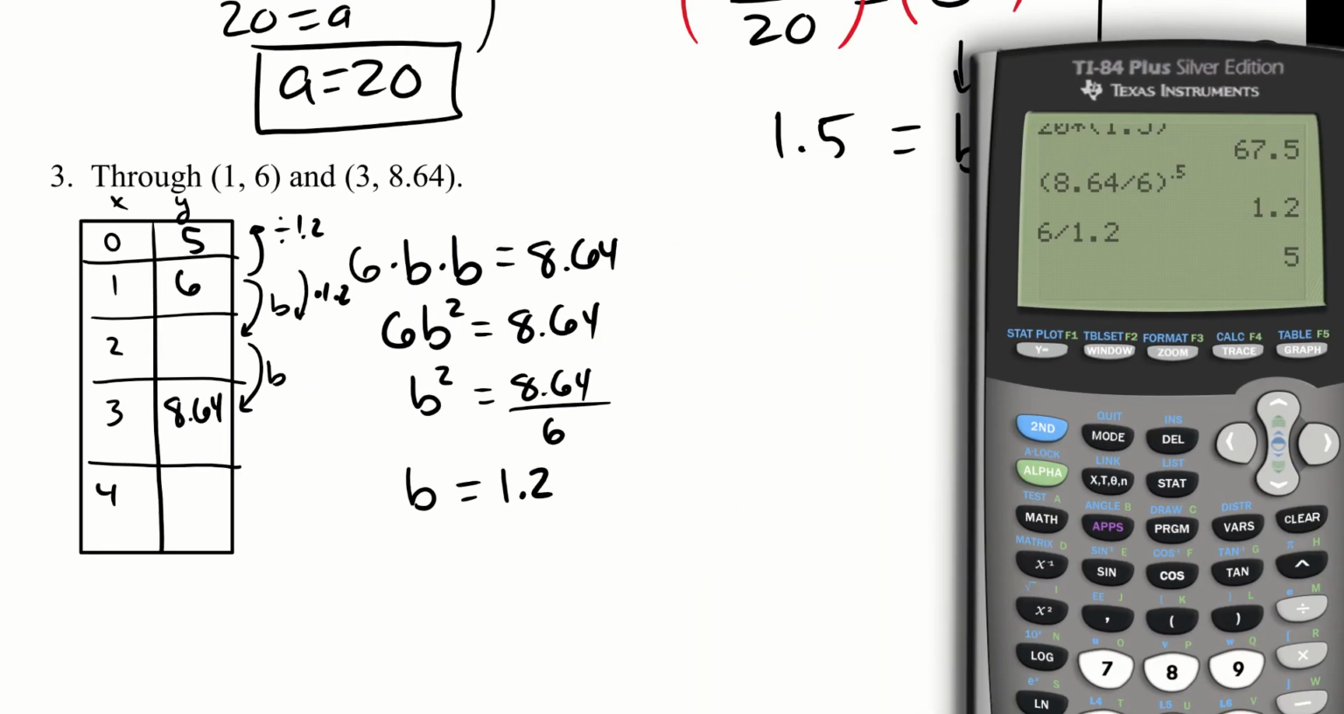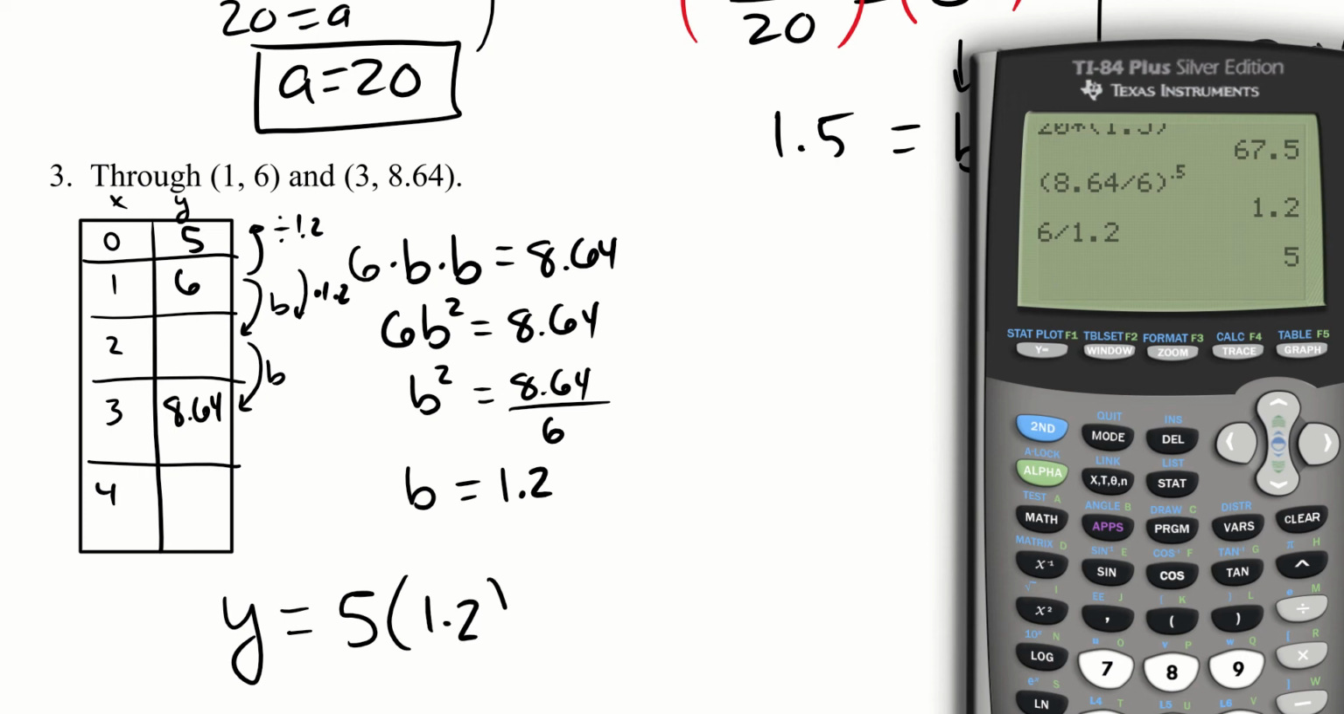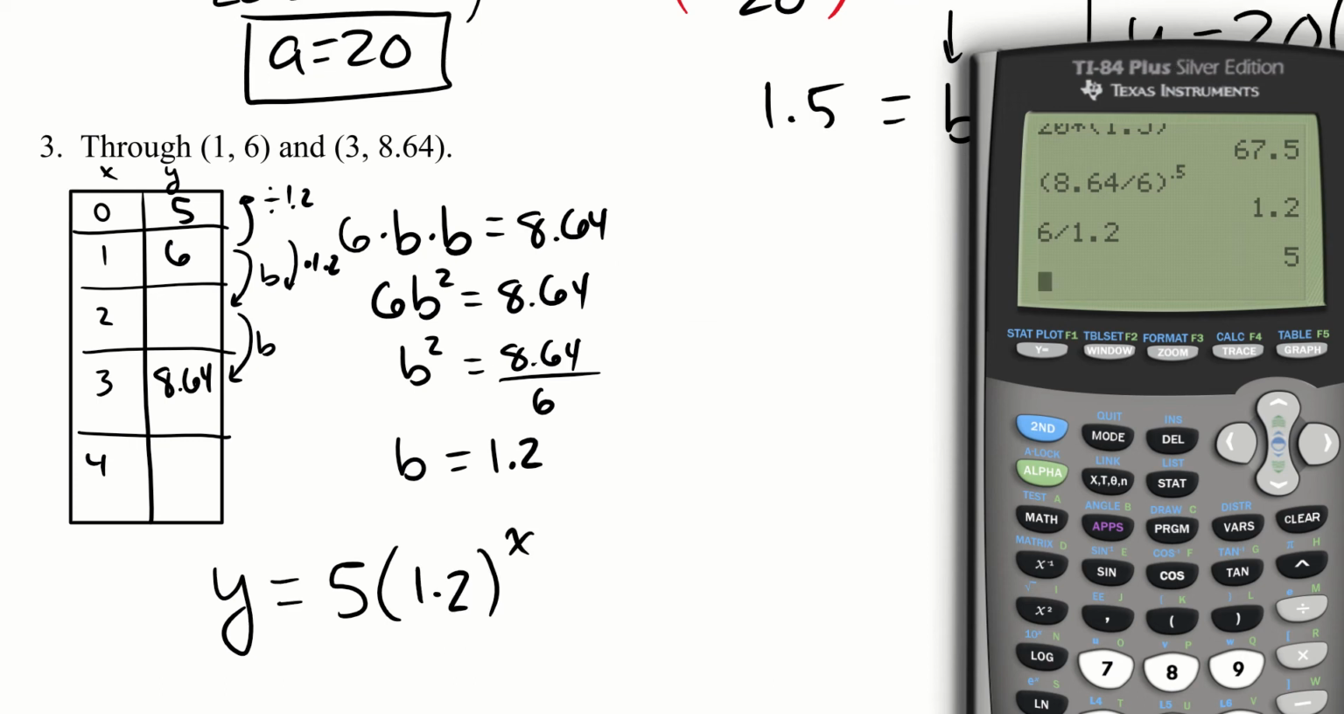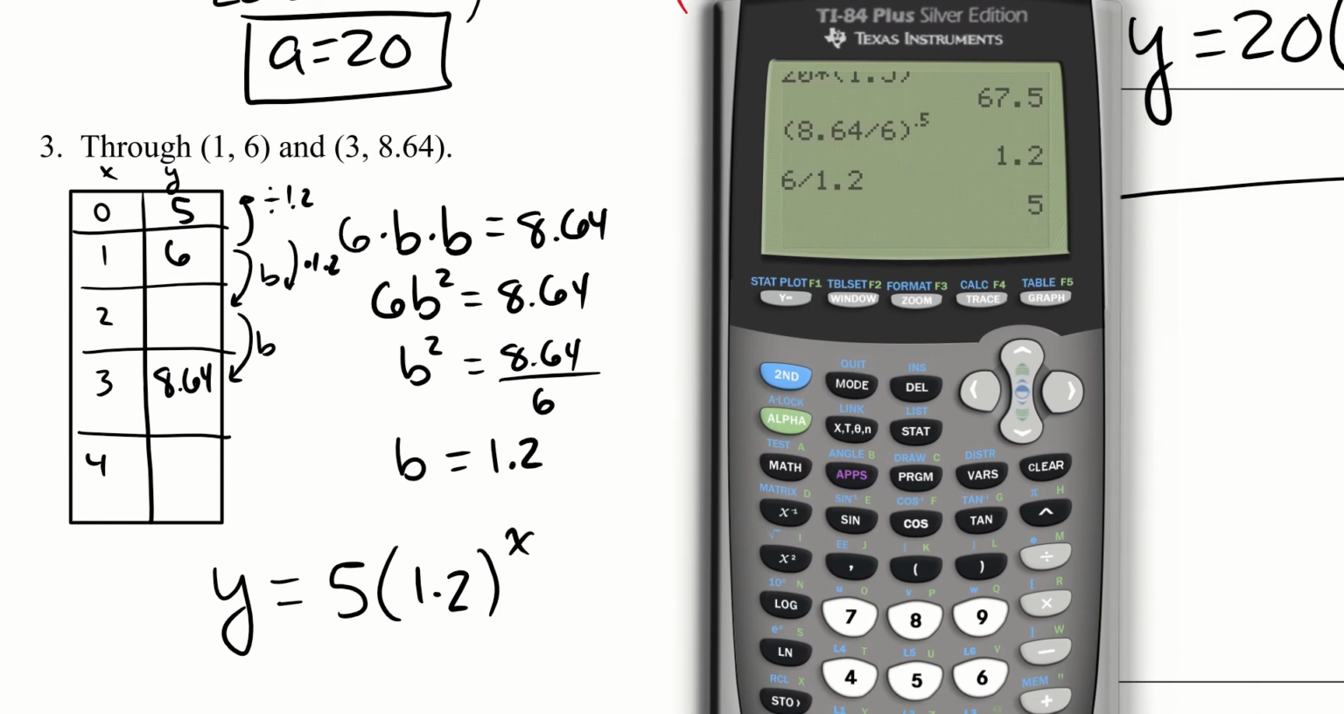Now, let's write down this answer and check it. So I think the equation is y equals 5 times 1.2 raised to the x power. Now, real easy way to check it, I'm just going to type that in. So I'm going to go 5 times, open parentheses, 1.2, close parentheses, raised to the, first of all, I'm going to do the first power. This should give me the number 6, and it does.